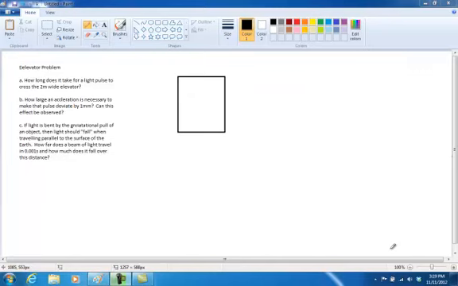This is the elevator problem for November 7th, lecture number 23. We have an elevator that is 2 meters wide, and part A says, how long does it take for a light pulse to cross the elevator?